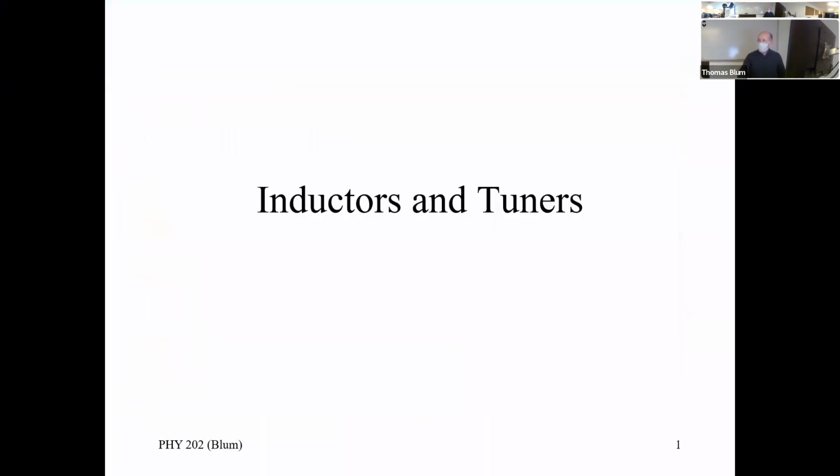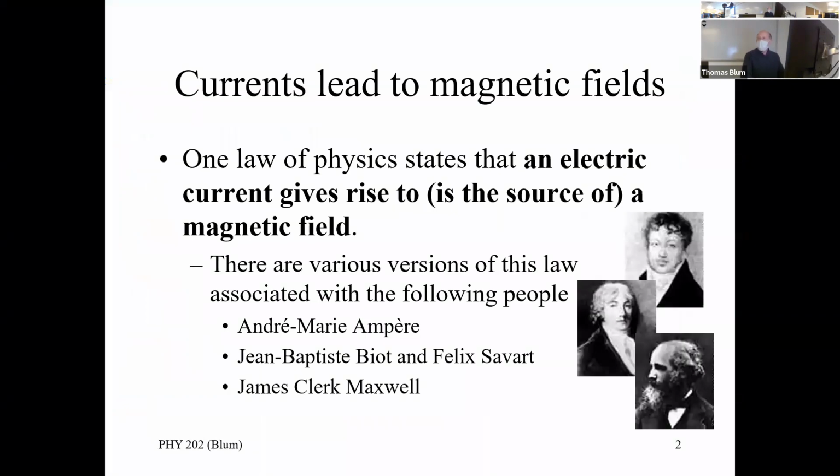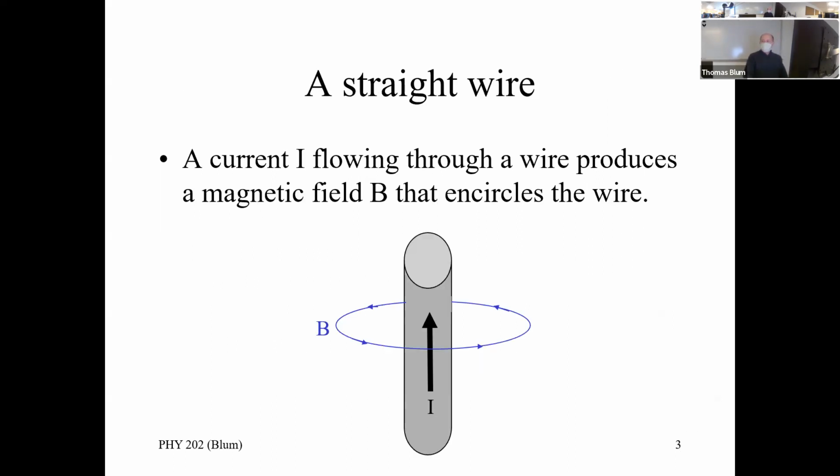So we're going to talk about one more device, the inductor. And I'm going to go through the theory fast. There are electric fields and magnetic fields out in the world, and they are related. An electric current gives rise to a magnetic field. Physicists discovered that in like the 1900s. If you have a wire carrying a current, then the magnetic field goes around it in a circle.